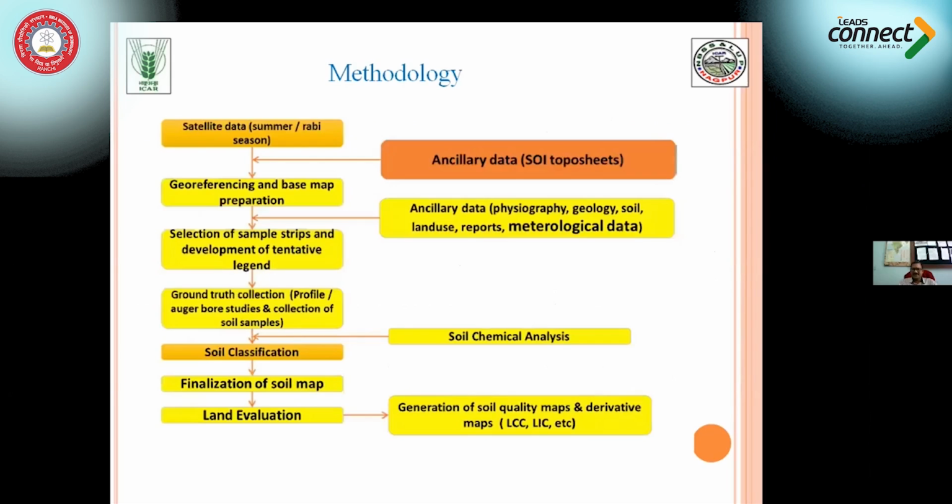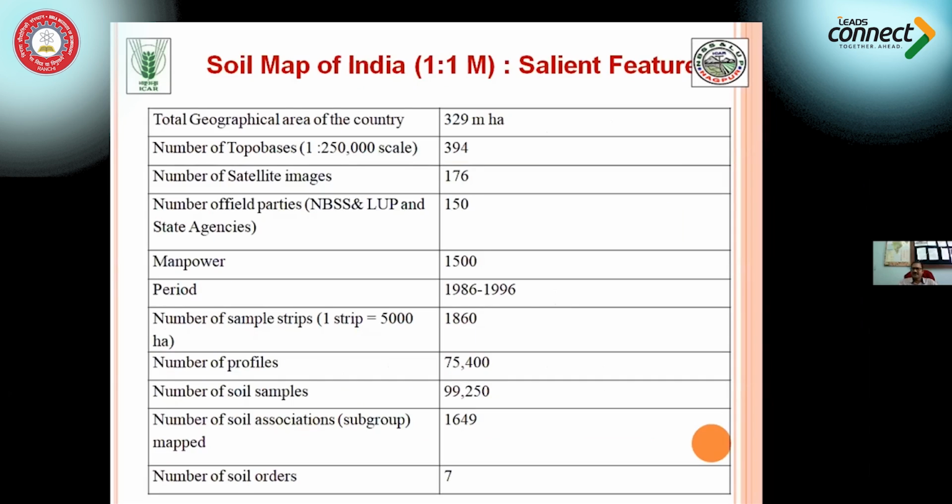So this is the methodology we followed in the preparation of the soil map: collection of satellite data and other ancillary data, georeferencing, and ultimately the preparation of the soil map. After preparation of the soil map, each map unit was evaluated for its suitability, land capability, and other purposes. That comes under land evaluation. While preparing the soil map of India on 1:1 million scale, the total geographical area of the country is 329 million hectares. The number of toposheets used were 394, number of satellite images were 176, number of field parties were 150, manpower 1500, and the period was almost 10 years.